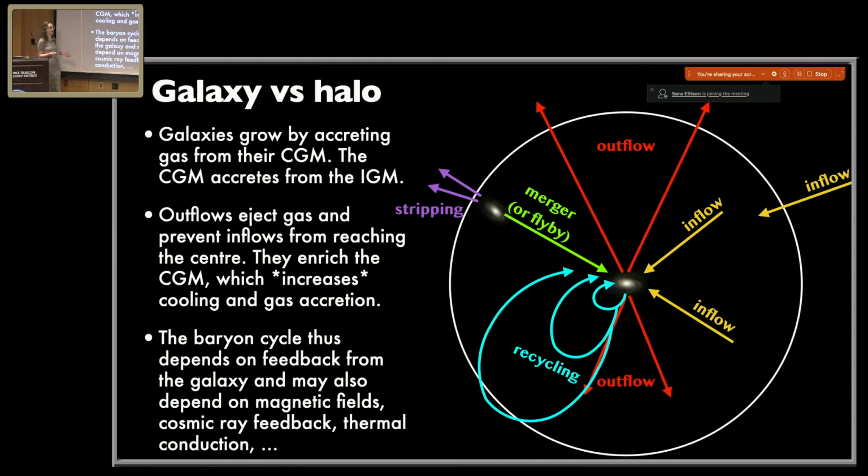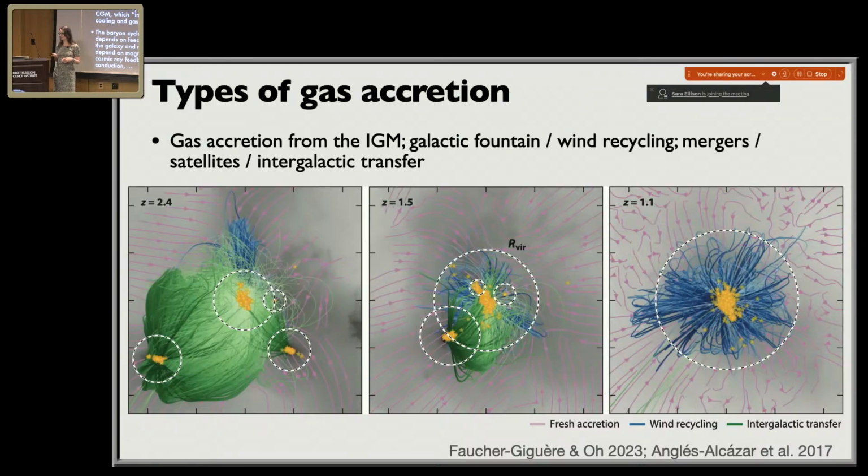So, but really our problem is that we need to stop. We need to stop this very efficient process of gas accretion, and that's what we work on. And then I wanted to mention that maybe we also need to worry about magnetic fields, other forms of feedback that are not normally included, etc.